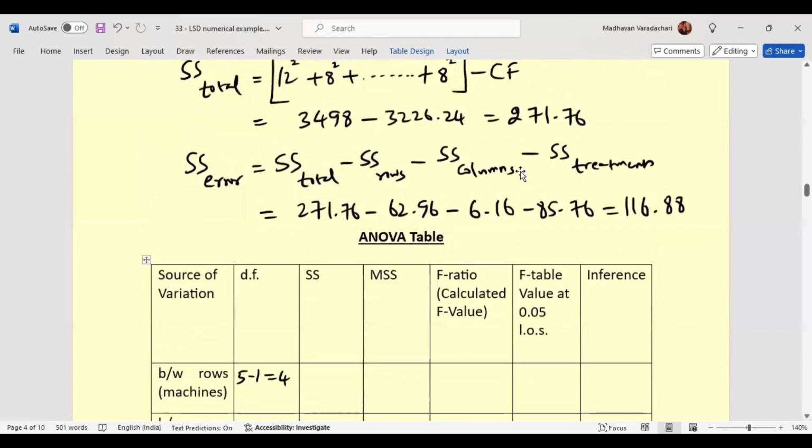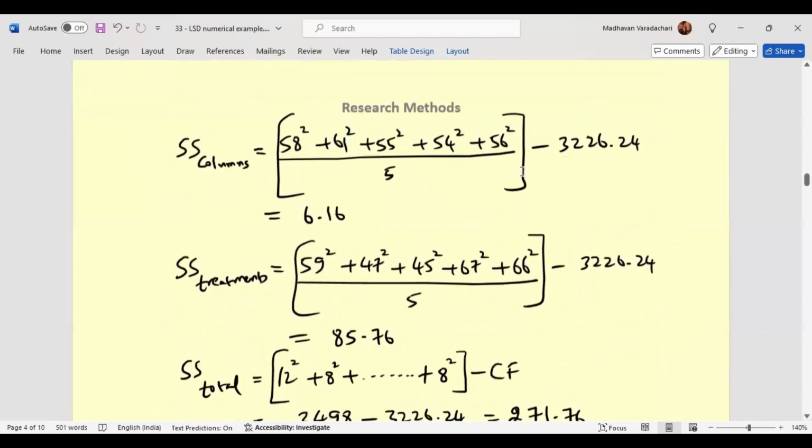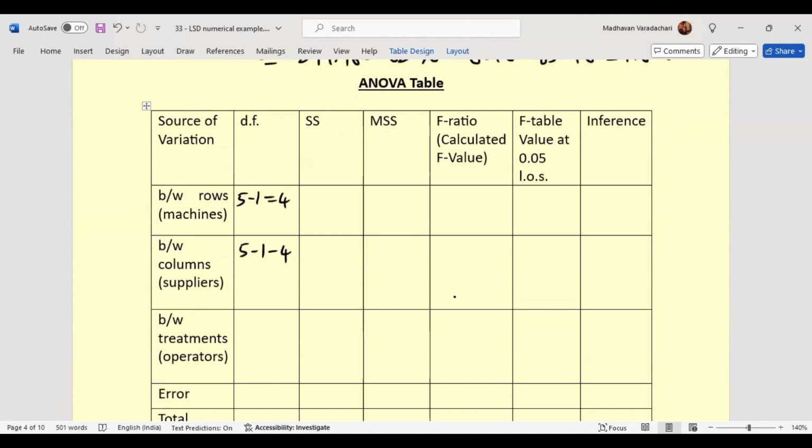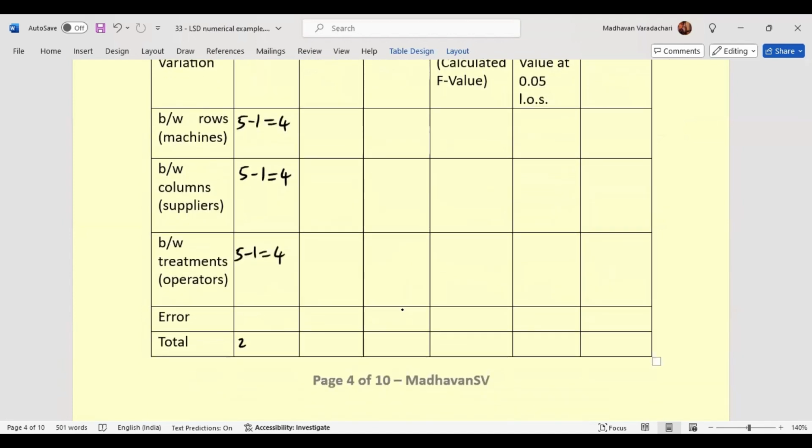I think just a moment. Can we be able to adjust? We see. Yeah, treatments also 5 minus 1, 4. Total 25 observations were there. 25 minus 1, we get 24. Error will be the balancing figure. 4 3s are 12. 24 minus 12, you get 12 degrees of freedom.